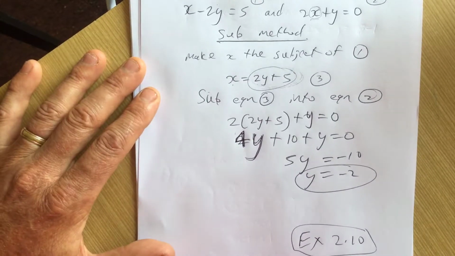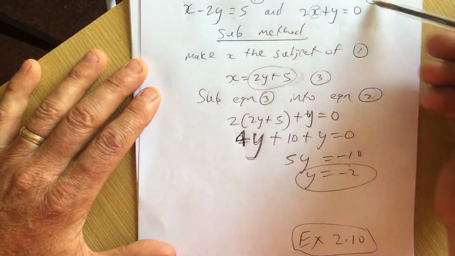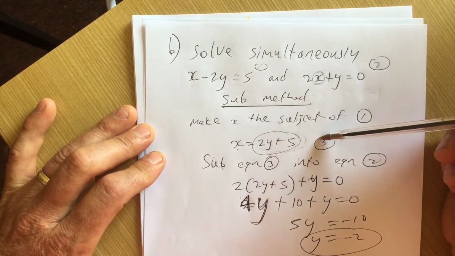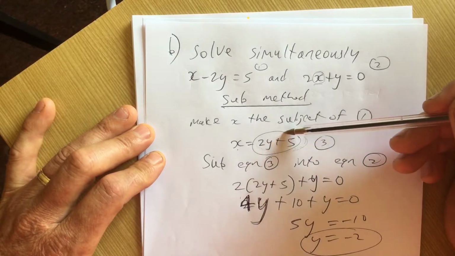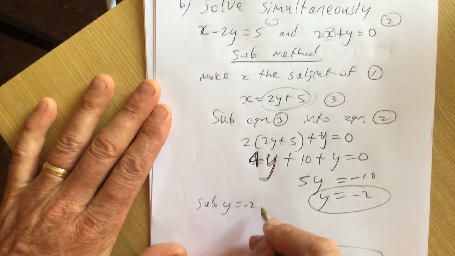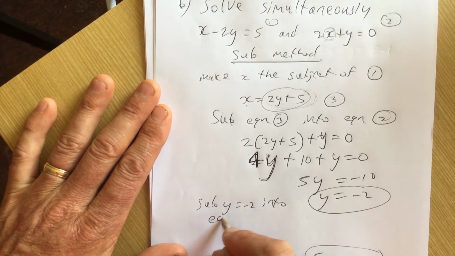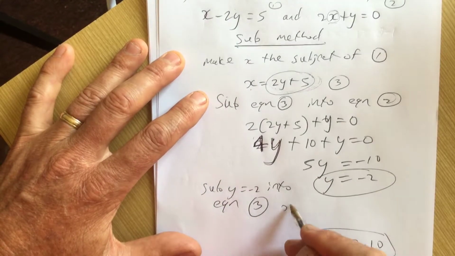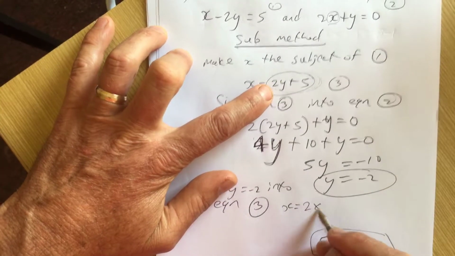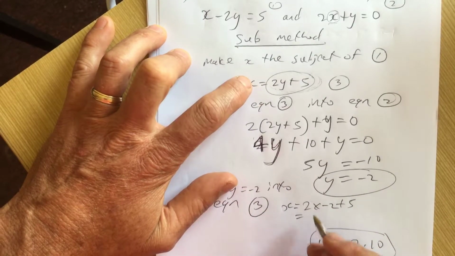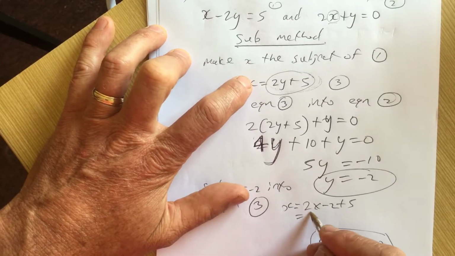Once you've got one answer, sub it into one of the equations. This is one of the big advantages of the substitution method. You can sub it into equation 3 and you'll get the answer for x straight away. So sub y equals minus 2 into equation 3. So x equals 2 times y, so 2 times minus 2 plus 5. So that's minus 4 plus 5, that's 1.